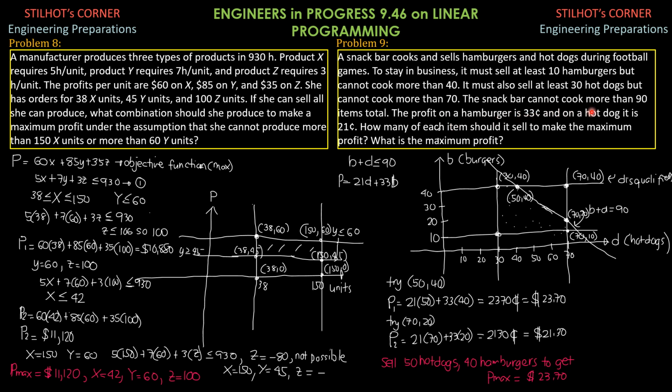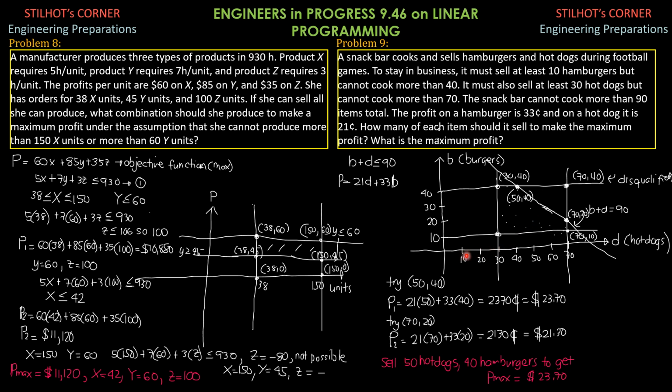The snack bar cannot cook more than 90 items total. So that means burgers plus hot dogs should be less than or equal to 90. That's the constraint. The profit on a hamburger is 33 cents and on a hot dog it is 21 cents. So the objective function to maximize profit is 21 times hot dogs plus 33 cents times the number of burgers to be produced. So what is the maximum profit?